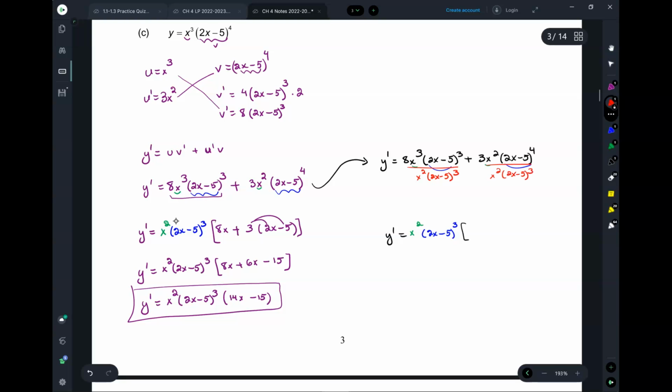Okay, so what do I have in the first term? I have an 8. These go away, so I have an x. The 2x minus 5s go away, plus x squares go away, so I have a 3. And 3 of these go away with 1, 2x minus 5. So do you see how I get to the same point, right?